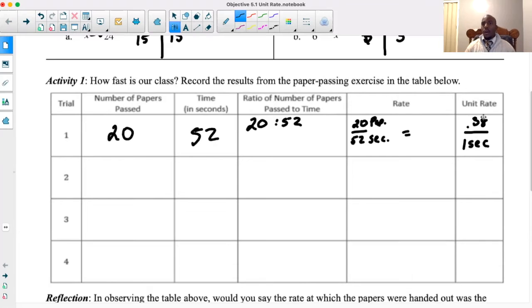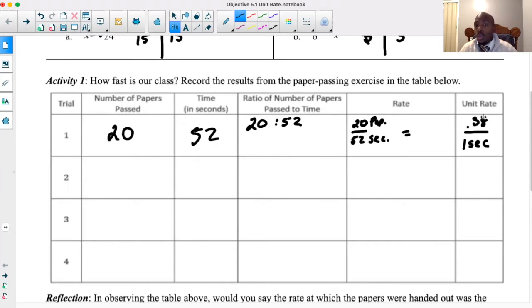So I'm handing out 0.38 of a paper per second. If I were to flip that around, ladies and gentlemen, 52 divided by 20, what I'm saying is it takes me 2.6 seconds to hand out 1 paper. And maybe that's why I wanted to do seconds per paper, which might be better for us, seconds per paper.